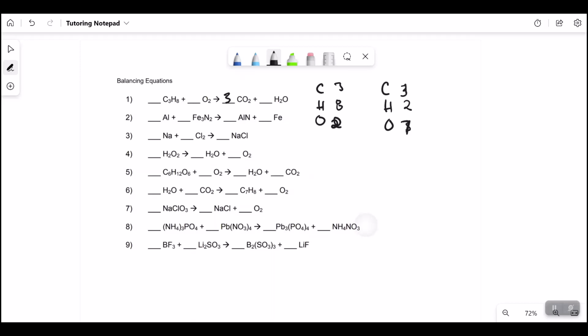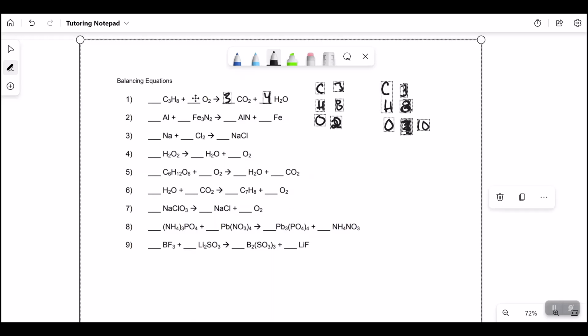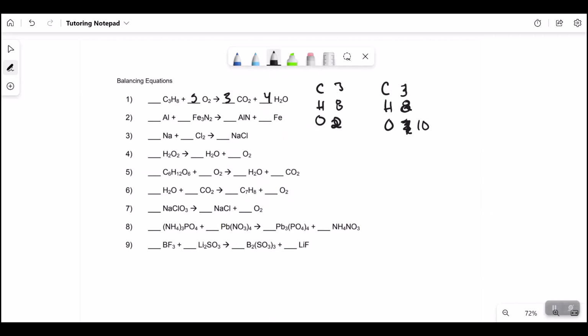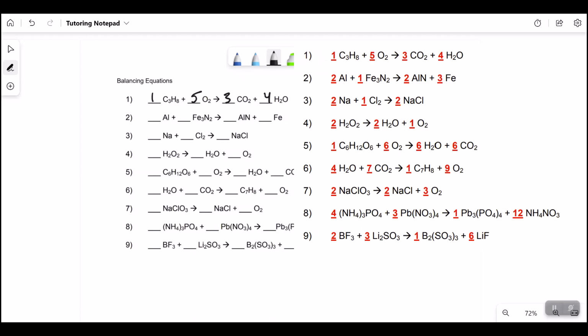But if we put a 4 right here, we actually take hydrogen up to 8. And then for oxygen, we go up to 10. And so on the right side, if we want to try to keep those balanced, we could put a 5 over here. Our oxygens on the left side would go to 10. And we could put a 1 right here, knowing that our carbon and our hydrogen are already balanced. And so that would be our balanced equation, or 1, 5, 3, 4.